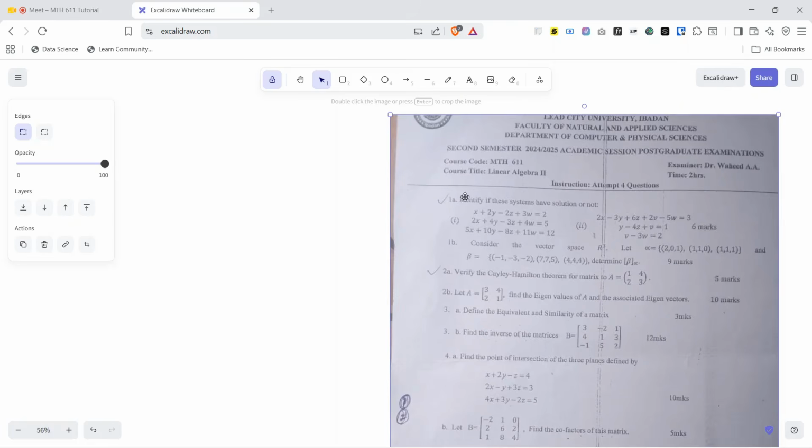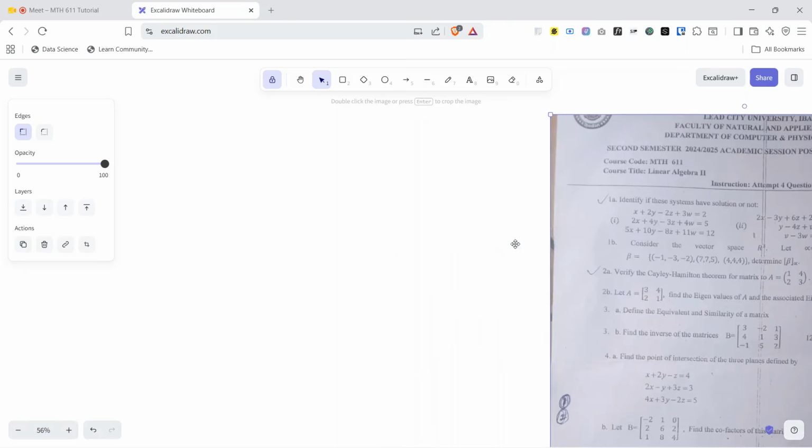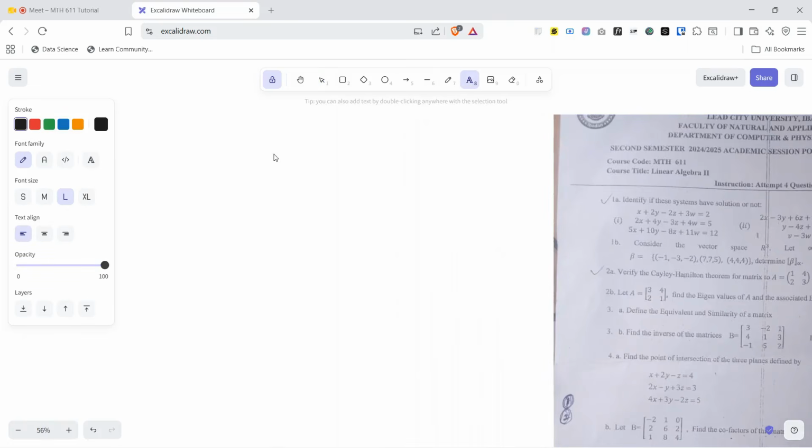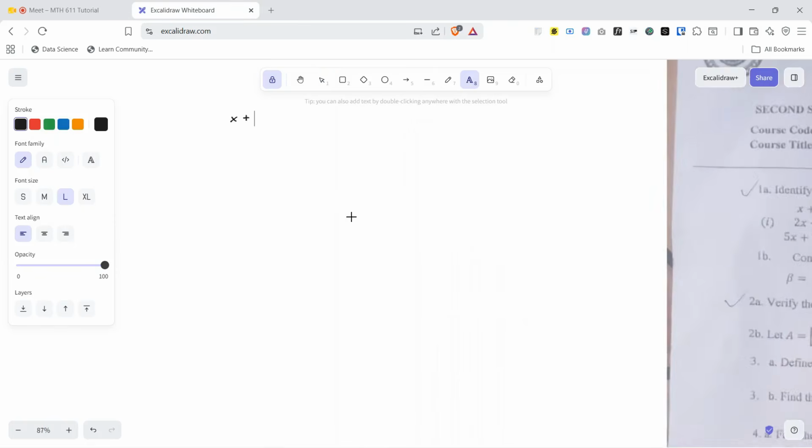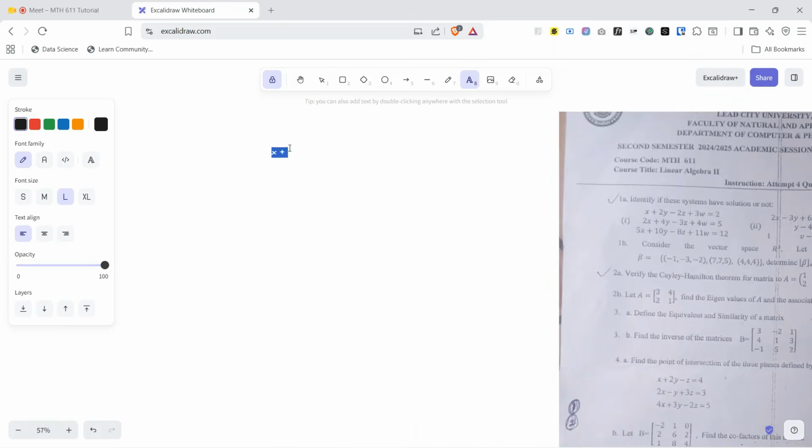We want to know if we'll be able to solve this question, that is 1 and 2. That's question 1A, (i) and (ii). Let's go into it. We have x plus 2y. Please, at any point I'm explaining, if you have any question, you can just drop it or unmute your mic to ask the question. Thank you. So we have this.